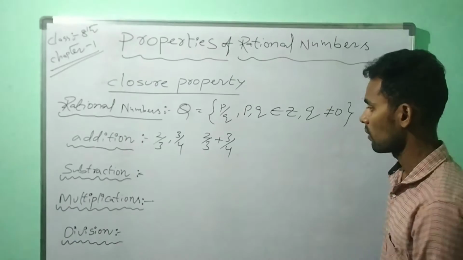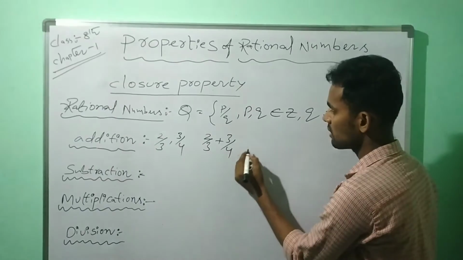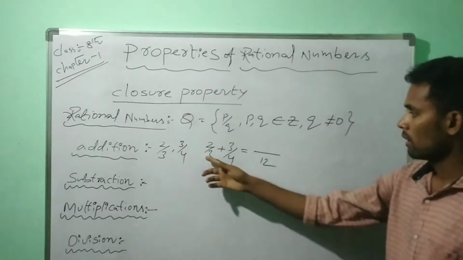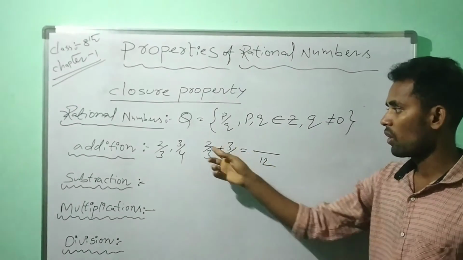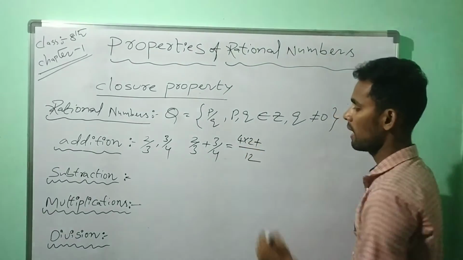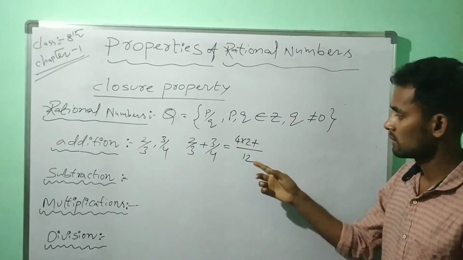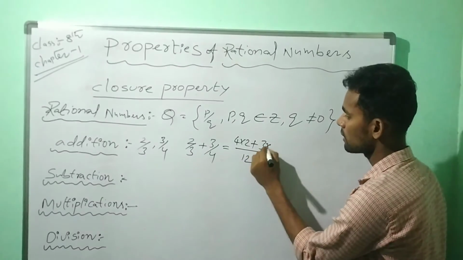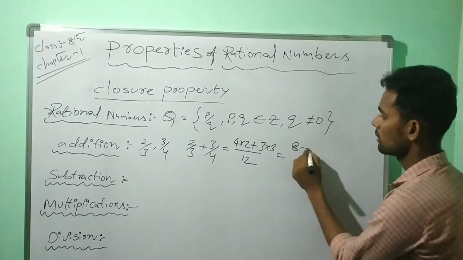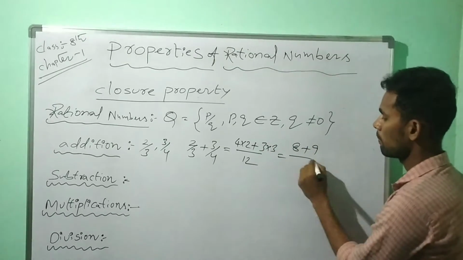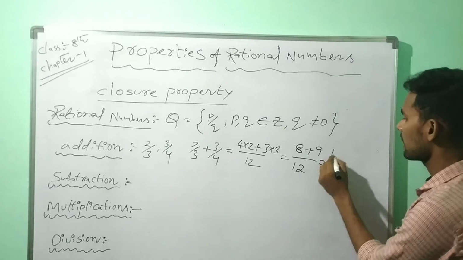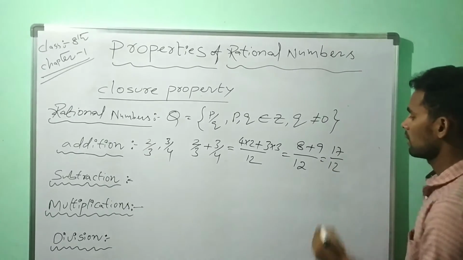First of all, the denominator LCM. The LCM of 3 and 4 is 12. 3 fours are 12, 4 into 2 is 8, plus 4 threes are 12, 3 into 3 is 9. So 8 over 12 plus 9 over 12 equals 17 by 12.